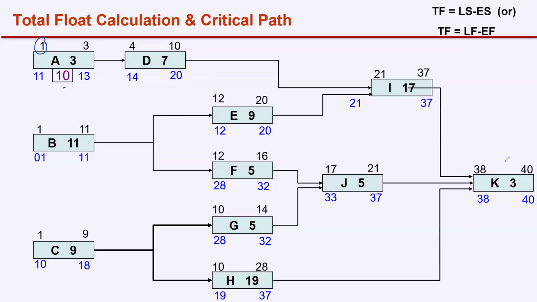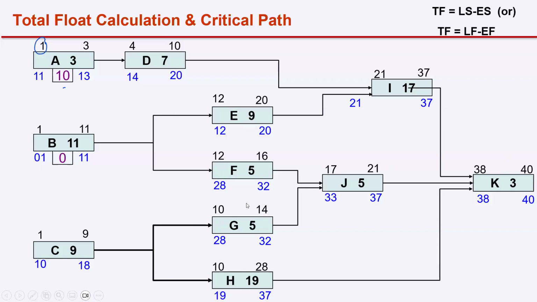Type in the chat box. What will be the total float of activity B? In the same way, what will be the total float of activity B? Is it 0, or 11 minus 1, 10? So the total float of activity B is 1 minus 1 or 11 minus 11, 0. It's not 10, it is 0.